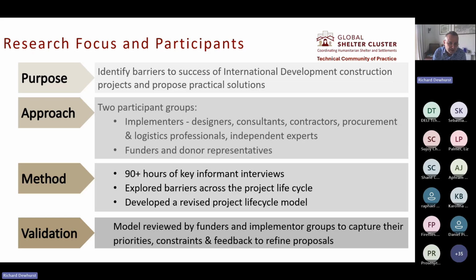So we had designers, consultants, contractors, procurement and logistics specialists, and independent consultants. And then a second group, which consists of funding or donor representatives to understand their perspectives as well. So in total, there's over 90 hours of semi-structured interviews where we explored the barriers across the project lifecycle. And from this, I developed an alternative model for the project lifecycle for international development construction, and validated the model by reviewing it with implementers and funders, so that their priorities, constraints, and feedback were all incorporated.